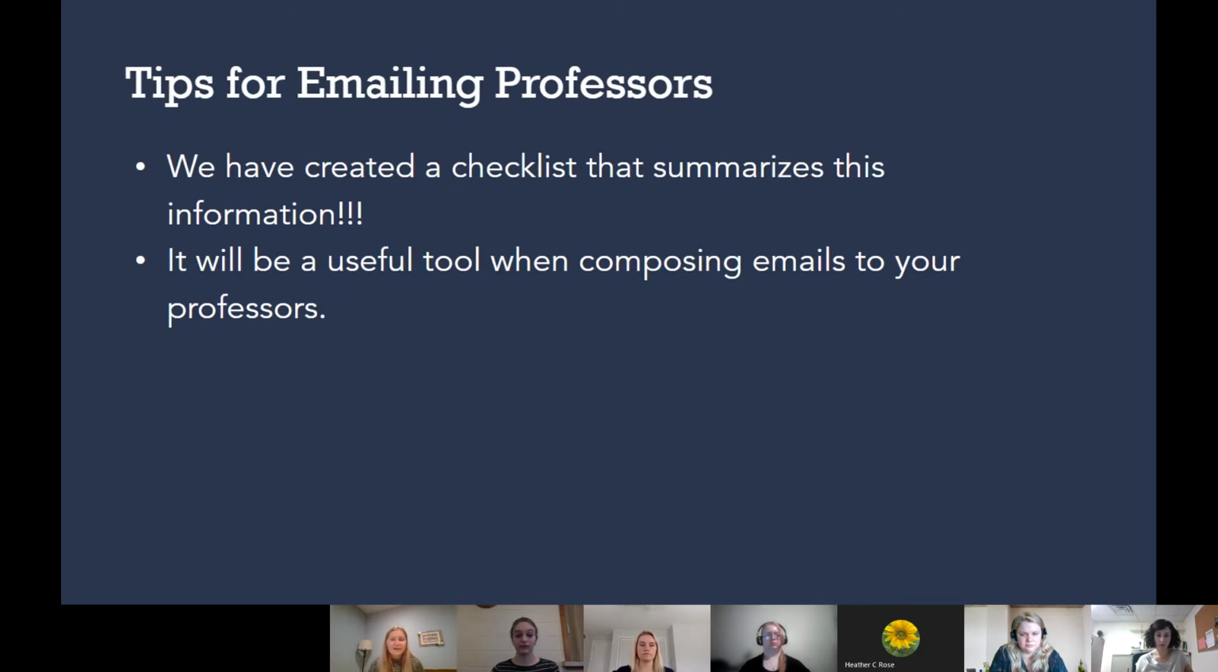And we have created a checklist that summarizes all of this information. This checklist will be a useful tool when composing your emails to your professors. So this checklist just goes over everything I just discussed. You can check: my email is free of error. My email does not include slang or abbreviations. I included an informative subject line. A checklist that includes things such as that information. And we will be sure to make sure that Ashley and Heather have this resource and that they're able to provide it for all of the students who use the Office of Accessibility.